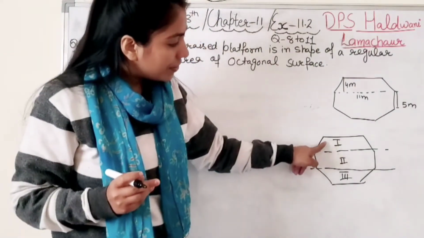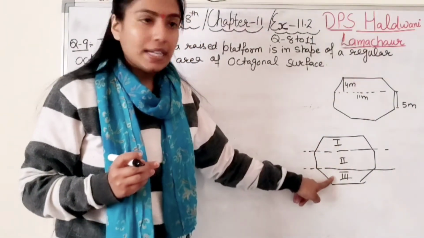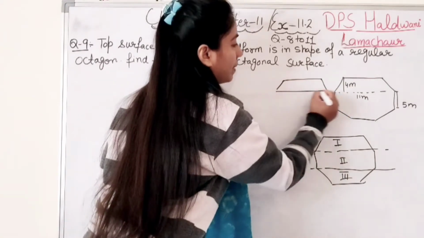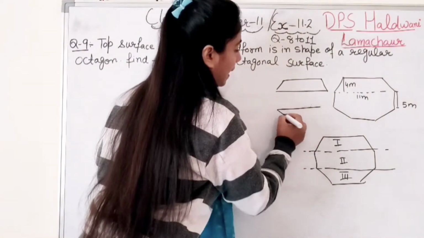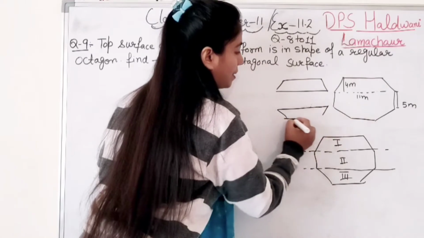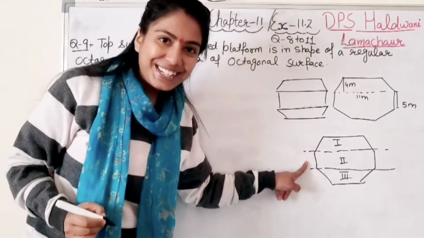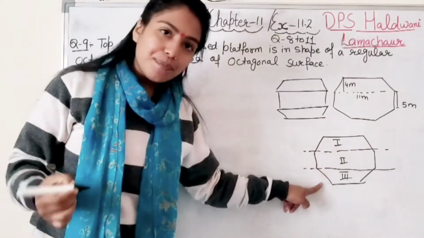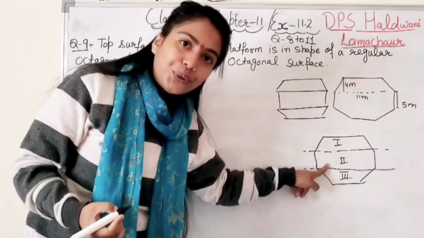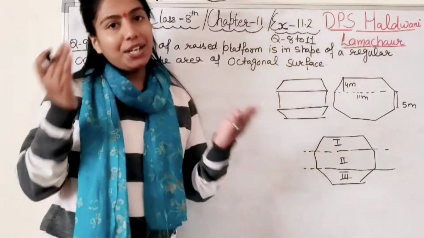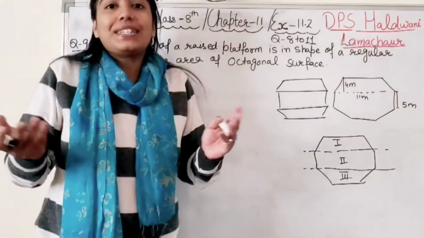Now see, the first part and third part are in the shape of a trapezium, in this shape, right? The bottom one is also in trapezium shape, and in the middle it is in rectangle shape, right? So the area of a trapezium you know, the area of a rectangle you know, and all three areas you will add up, then you will get the area of the octagon.